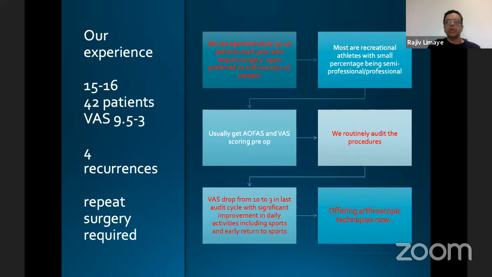Now, some of them are treated open, some of them are treated arthroscopically, but it depends on many conditions, such as professional or semi-professional football, or any other sports players, or patients who are recreational sportsmen. We discuss the technique with the patient and take their views into account, whether they want to do it open or arthroscopically. We routinely take their scoring pre-op and post-op. We routinely audit their procedures, and we have increased our activity offering arthroscopic techniques now.